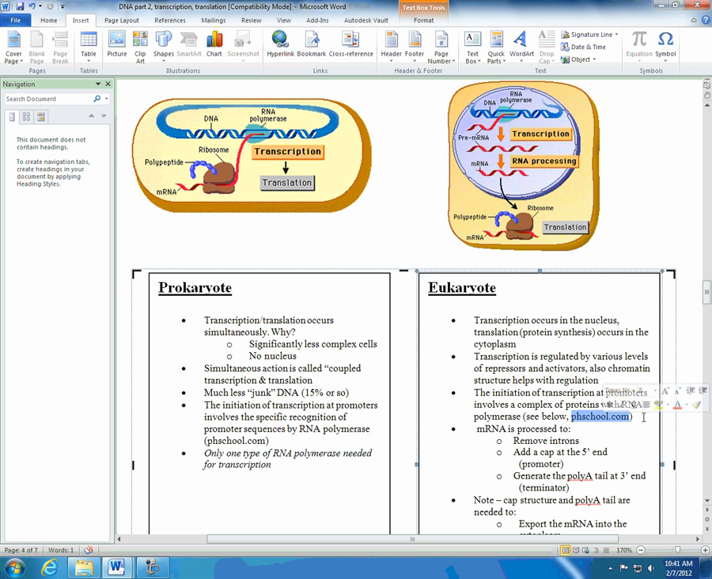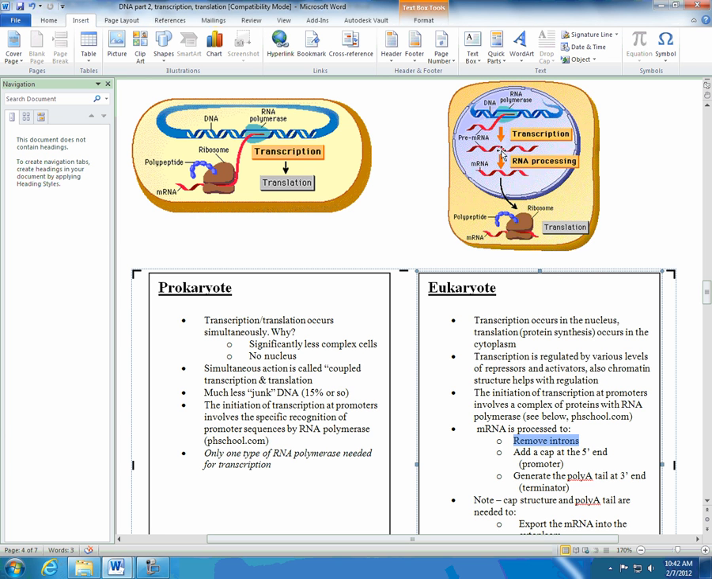Okay, so mRNA, there's pre and then there's this mRNA. I'm going to get into that in a second. Well, why is there a pre-mRNA? Well, you have these things called introns. I'll show you a visual in a second. But the RNA has to get processed.